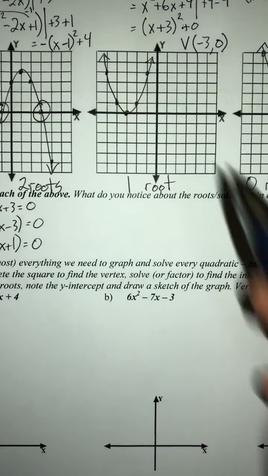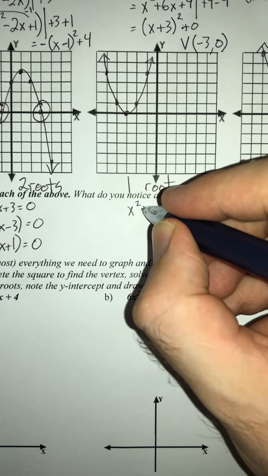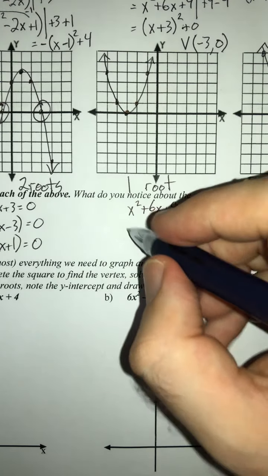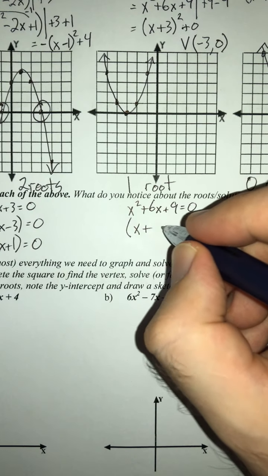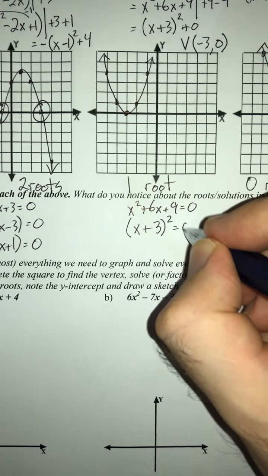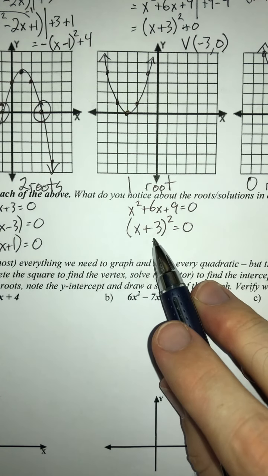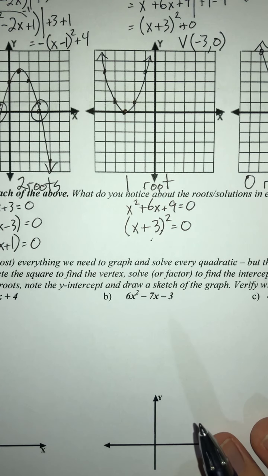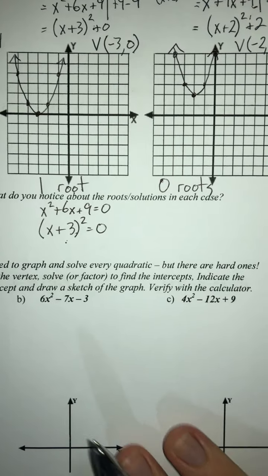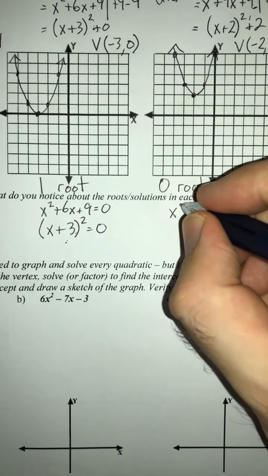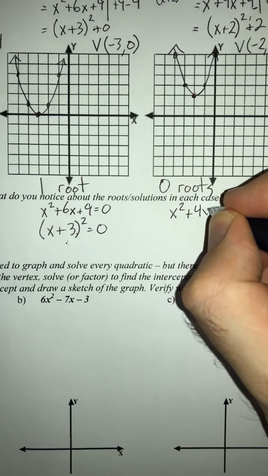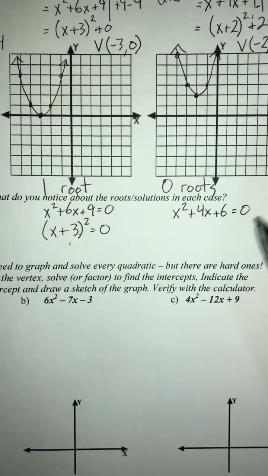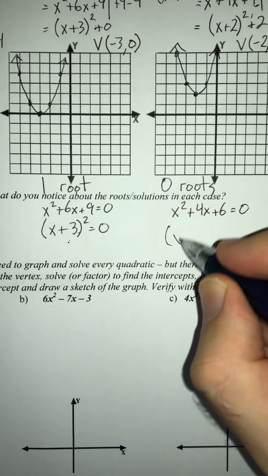If I look at the next one, x squared plus 6x plus 9 equals 0. Solve this, we get x plus 3 squared equals 0. And again, now there's only one solution, because it's the same thing. If we tried the other one, we want x squared plus 4x plus 6 equals 0. If you try and do this, there's no way that I can set this up into 2 brackets.